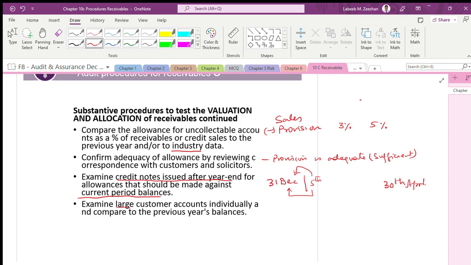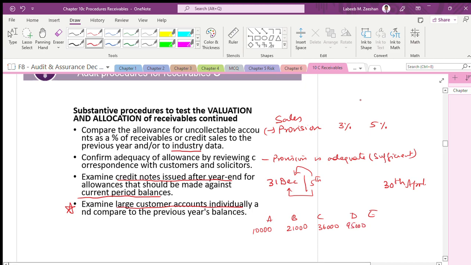Examine large customer accounts individually. Very, very, very important. If you have gone through the BPP examination question bank, there is a question on this. Examine large customer accounts individually and compare. You have to focus on them. See the thing, A, B, C, D, E. One customer is having 10,000, another customer 21,000, another customer 36,000, another customer 95,000, another customer 71,000.